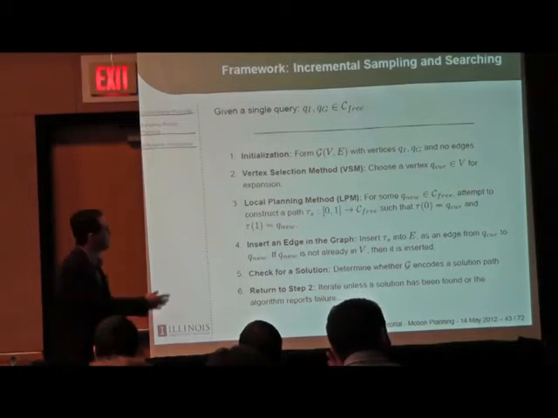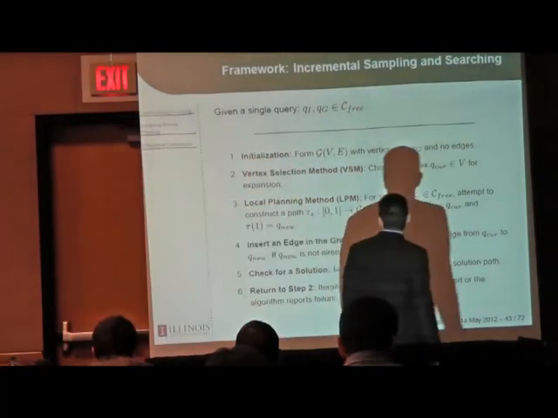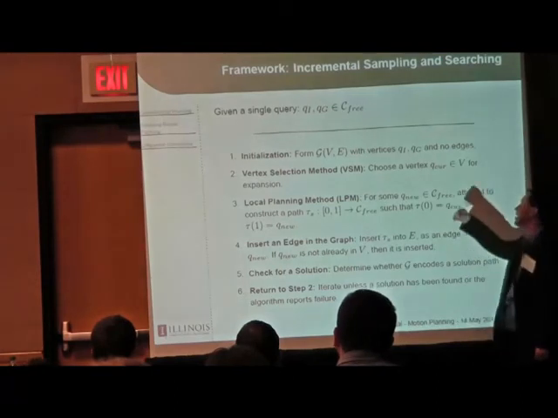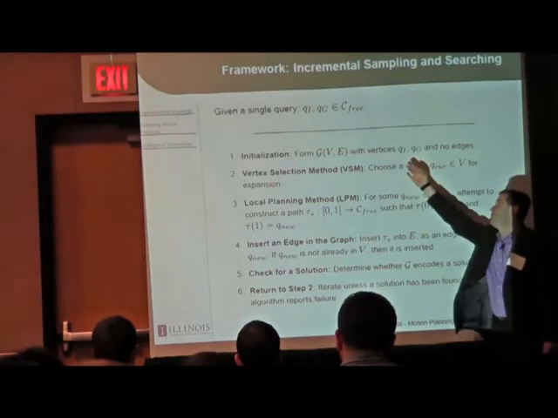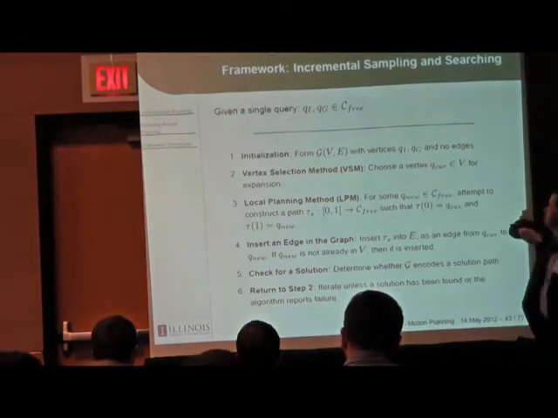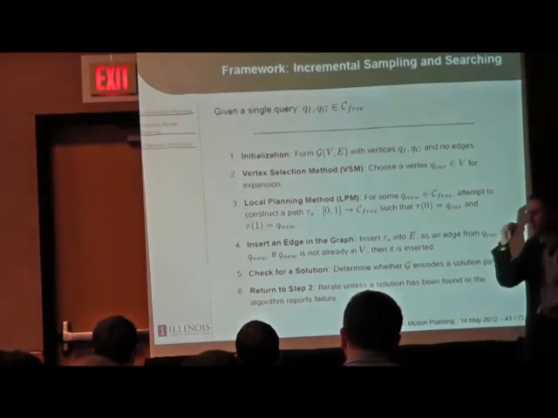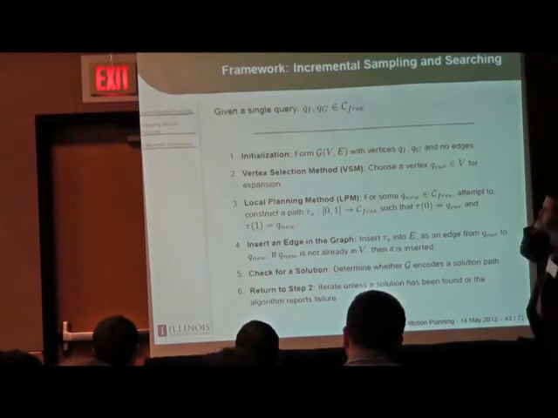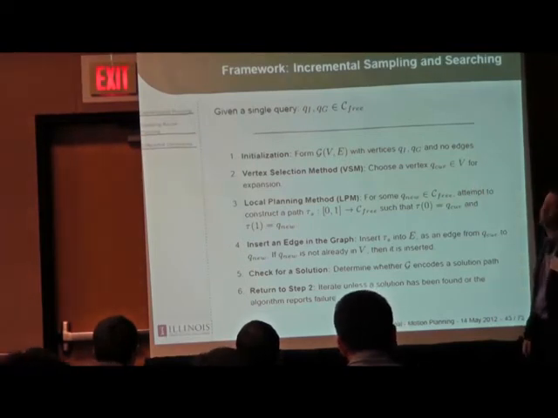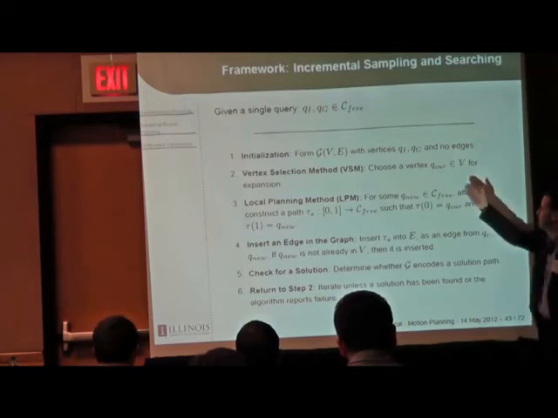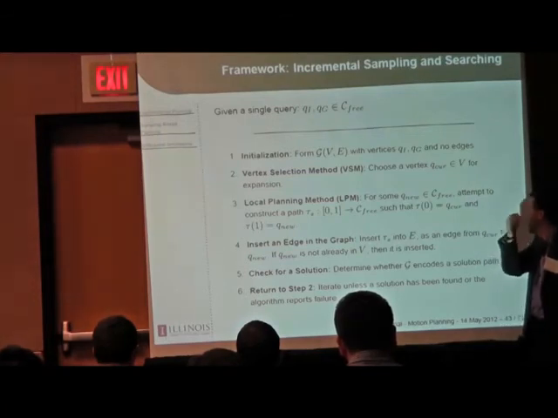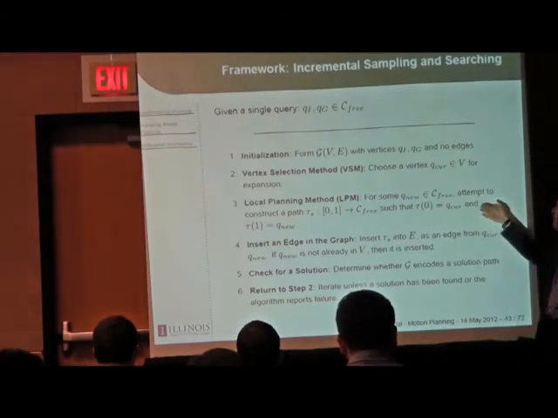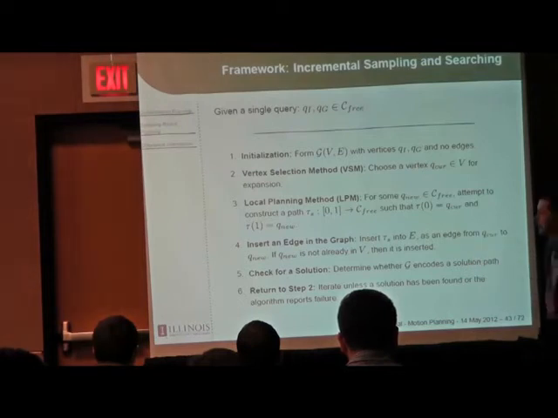I'm going to talk about one kind of general framework. I call it incremental sampling and searching. We have some kind of graph that we start off with. Usually it includes the initial and the goal and nothing else. But maybe sometimes it may have other things in it. We have two methods that we specify. This is like a template of a method. We select a vertex, and then we do some kind of local planning method, taking that vertex into account, to generate possibly a new edge and new vertex in the graph.